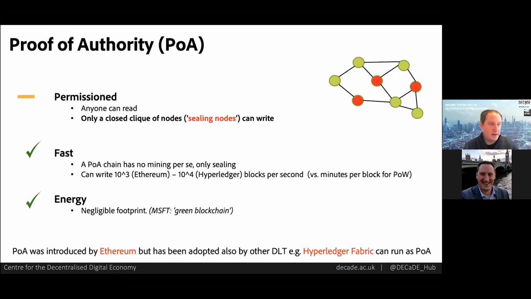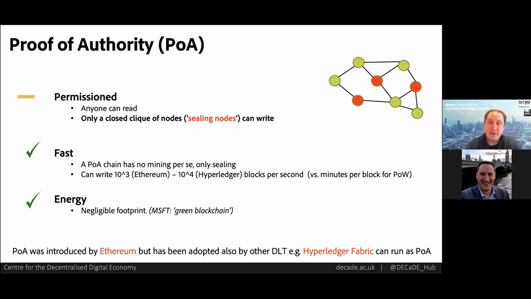So in summary then, POA, proof of authority, has no mining, it has instead sealing. And everyone can read, and there's full transparency on the chain state and history, but only a closed set, a clique of sealing nodes can write. And the main upside of this is the lack of mining, which lends itself to a more scalable system. Usually you can obtain write speeds in the order of thousands of blocks a second, depending on your implementation.